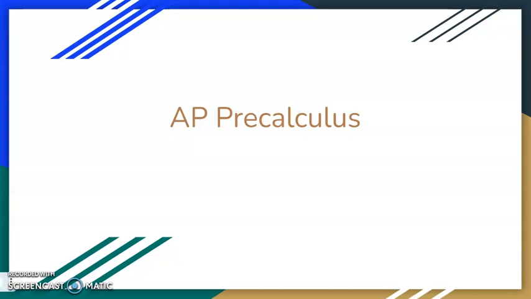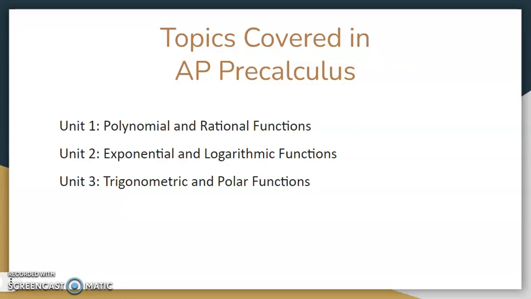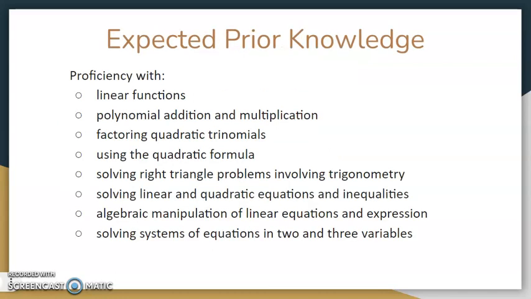Thank you for your interest in the AP Precalculus course at McLean High School. This course will cover three main units that are designated by the AP College Board. Unit 1 covers polynomial and rational functions. Unit 2 covers exponential and logarithmic functions. And Unit 3 covers trigonometric and polar functions.